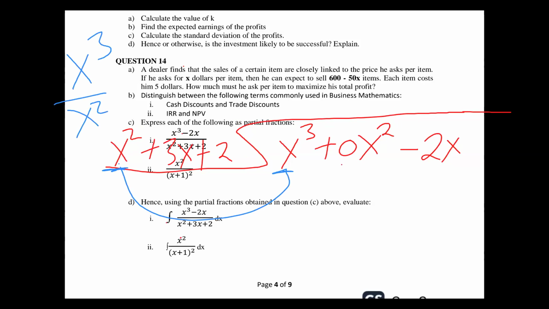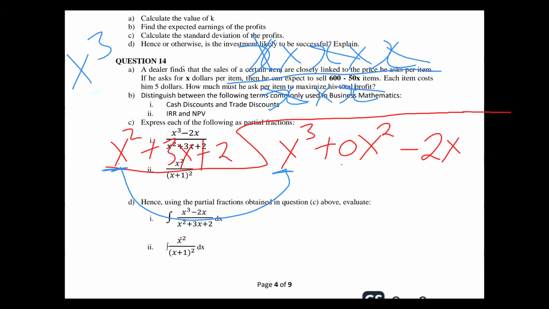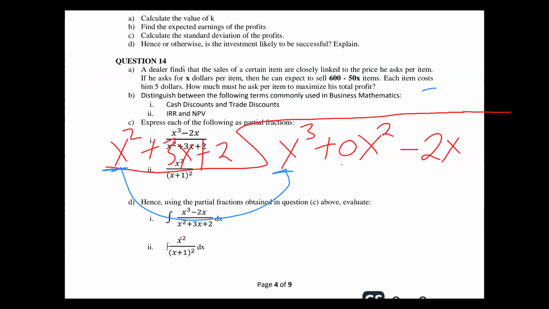x cubed is the same as x times x times x, three times. That's x cubed, right? And x times x, that's x squared. If you divide this into that, to cancel that and that, you remain with x. So x cubed divided by x squared is just x. Is that clear? So you have x, that's the answer.